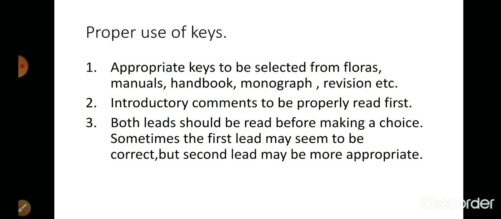So next one, third, both leads should be read before making a choice. Sometimes the first lead may seem correct, but the second lead may be appropriate. Okay, when you find an unknown organism, we use the taxonomic key for identification of that unknown organism. When we use this taxonomic key, which has contradictory characters, that is a couplet. A couplet has two opposite statements, so you have to read both statements. If you find the first one is correct, you cannot just move on to the next one.